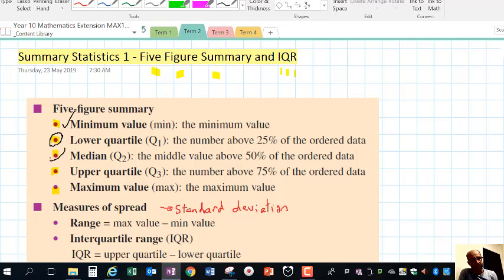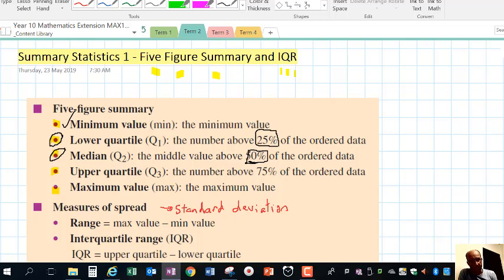The next one's the median. You've heard of that. That's the middle value. Now, another way of considering that is that it's got 50% of the data above it and below it. So it's worth taking that down. Now, the lower quartile is at the 25% point. So it's the middle of the lower half of the data. So if we take everything below the median, the middle of that is called the lower quartile.